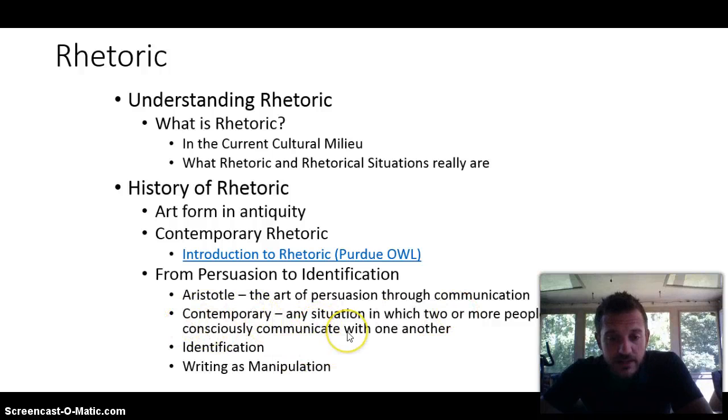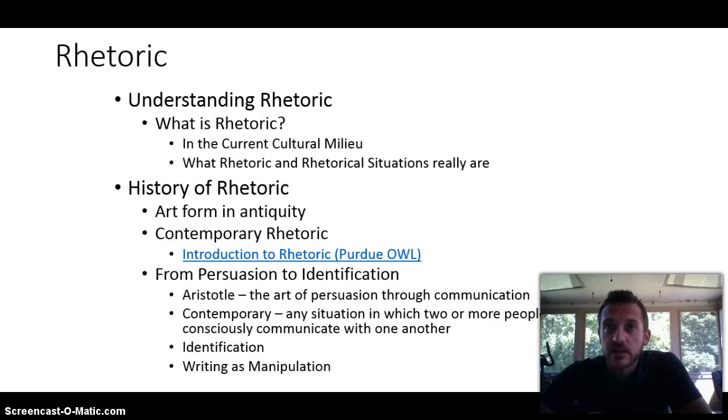Contemporarily, rhetoric is, like I said, the art of persuasion through communication, but it can be broadened to encapsulate any situation in which two or more people are consciously communicating with one another. Identification. So there's this persuasive component to rhetoric, but then there's also this identification component. And what identification really means is the analysis of writing.